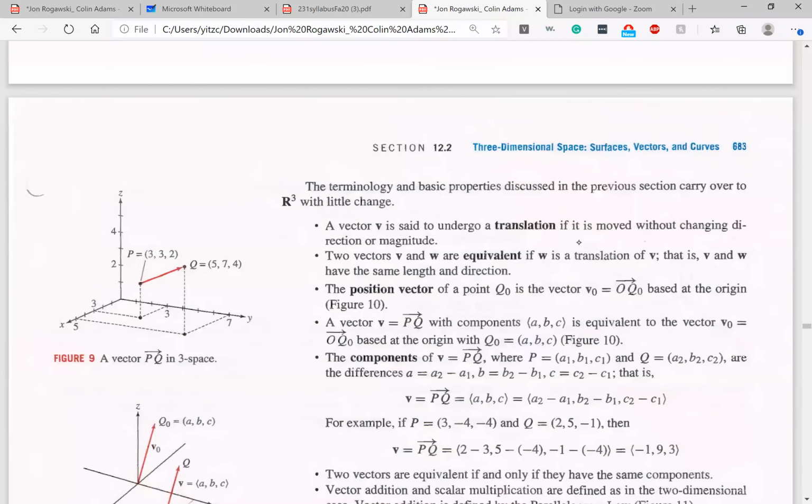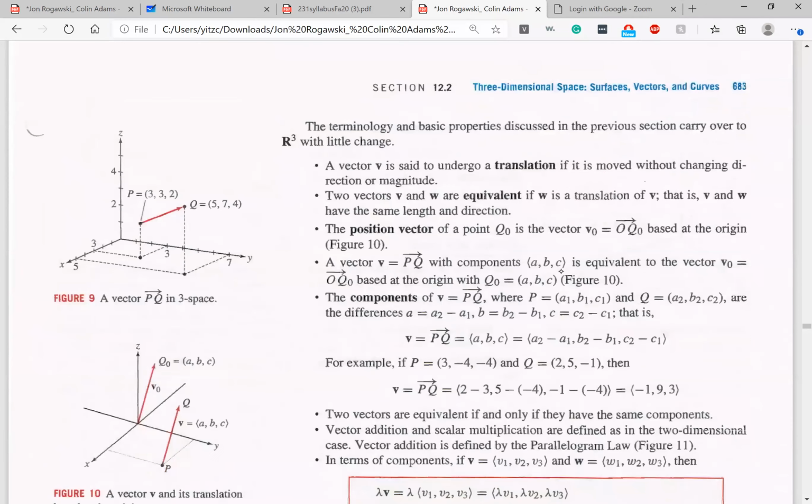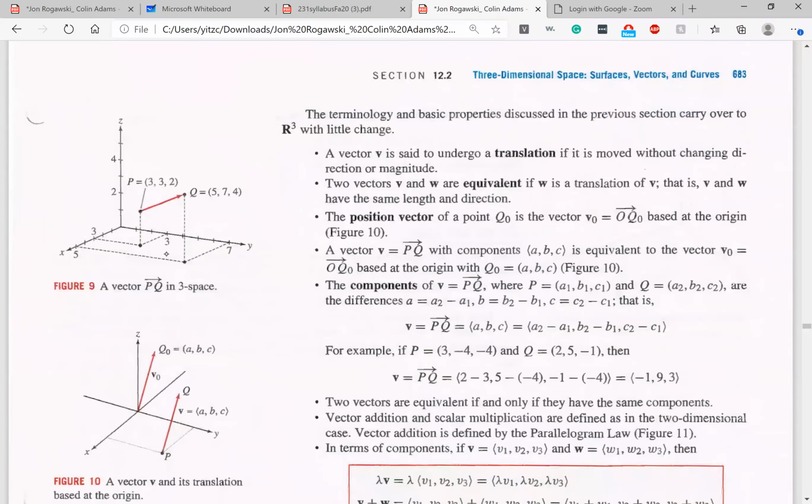Okay, and then in 3 dimensions, we have all the same things that we had in 2 dimensions. So you can translate your vector and it will be equivalent if it has the same direction and the same length. You can think about the vector with the position at the origin, and they call that V naught, and over here it starts from the origin. Now your vector will have 3 components, A, B, and C, because we are in 3 dimensions, X, Y, and Z.